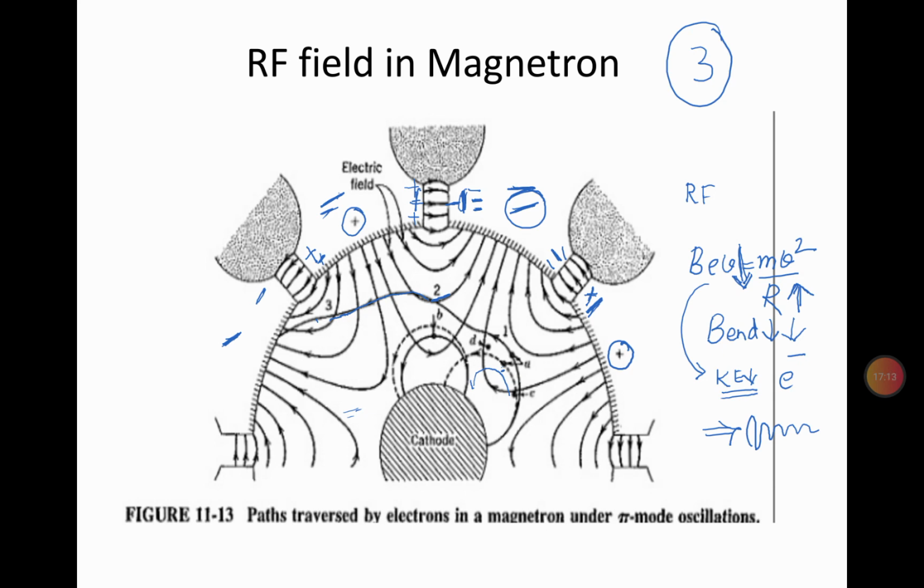Now let us see. I hope you are understanding how the damped oscillations are converted into sustained oscillations by retarding the electron, reducing the kinetic energy, and then transferring that lost energy to the damped oscillations in the cavity. Now let us see what happens to this electron B here.